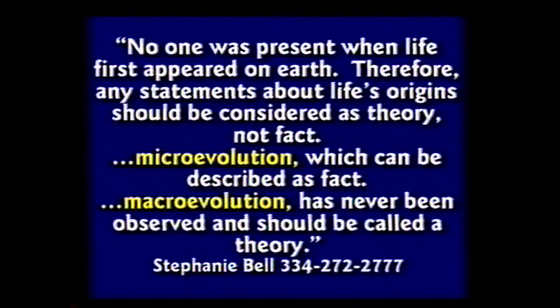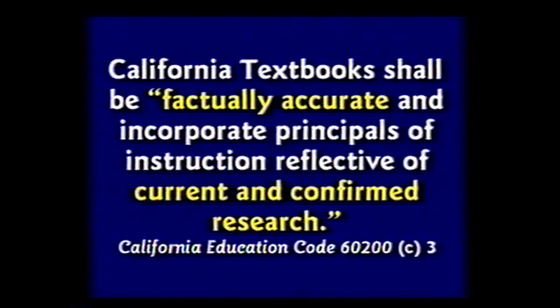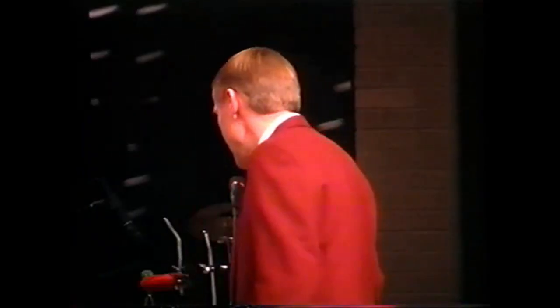California Code says California textbooks shall be accurate and reflect current and confirmed research. If a California textbook tells the kids the human embryo has gill slits and you've got a tailbone you don't need anymore and the whale used to walk around on those little bones, that's not current. Get that stuff out of there, okay? And again, all the documentation can be found in this book right here, Icons of Evolution. It'll give all the stuff you need to prove it's not correct.